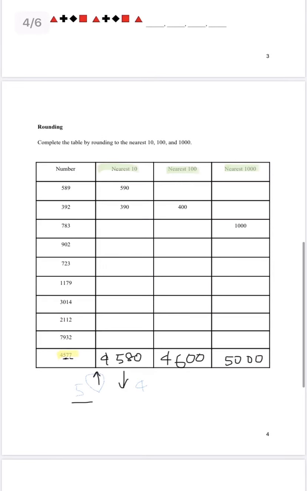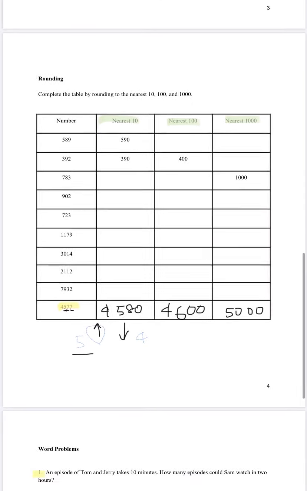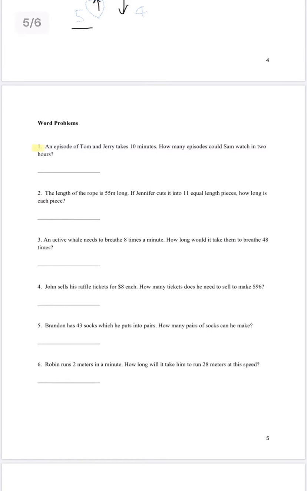Hopefully rounding is something that you guys are comfortable with. So fill in the blanks, finish the chart, and then let's move on to word problems, which is our last page. So let's look at number 1. It says an episode of Tom and Jerry takes 10 minutes. How many episodes did Sam watch in 2 hours?